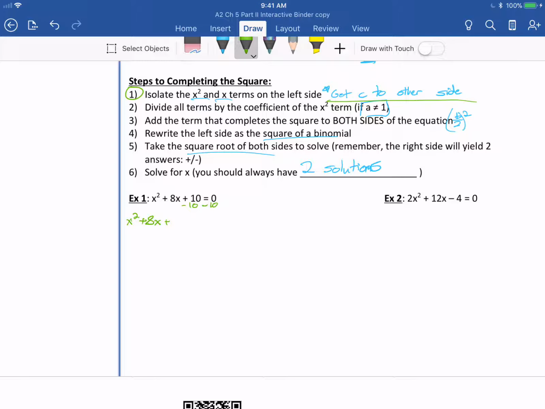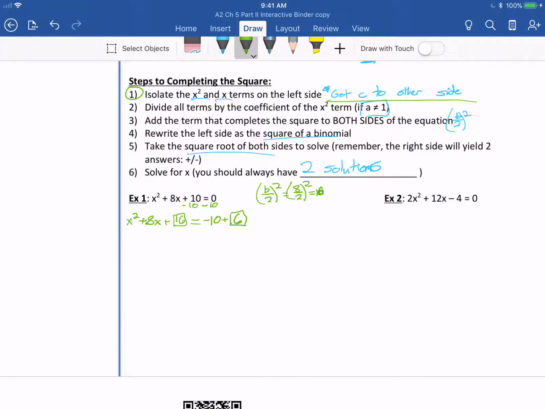I'm going to put a plus box and then negative 10, and then don't forget, if you add this box to the left side, you have to add it to the right side. So don't forget to add the box to both sides. All right, so now you have to ask yourself what goes in that box. It's b over 2 squared. So my b is 8 over 2 and then squared. So I know that 8 over 2 is 4. 4 squared is 16, not 12. So 16 is what goes in those boxes.